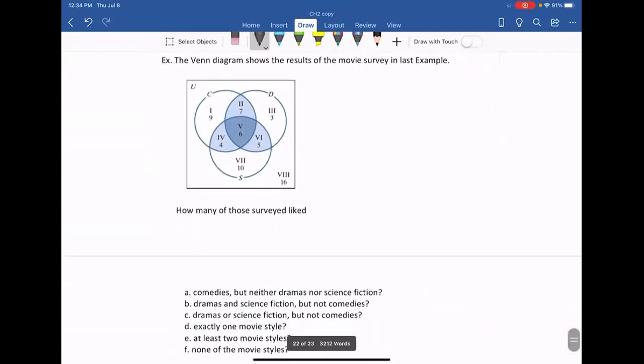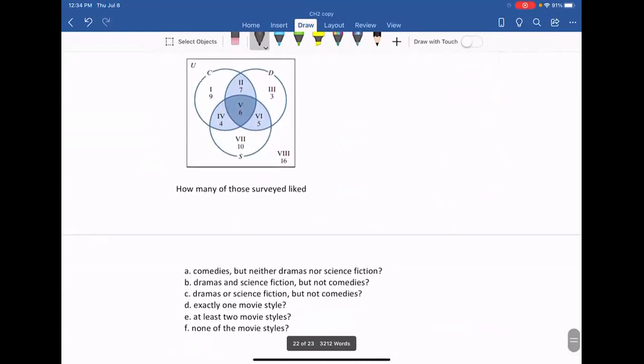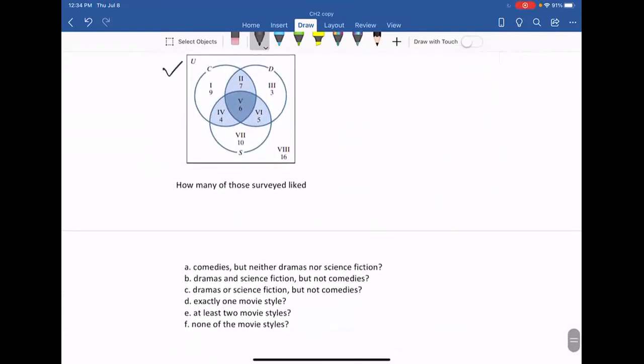Okay, let's see the question with the information we have got. So this is the Venn diagram we just created. Question number 1: comedies, but neither dramas nor science fictions. So let's use C to represent comedy, D to represent drama, and S to represent science fiction. Comedies, the C. But means intersection, that means and.